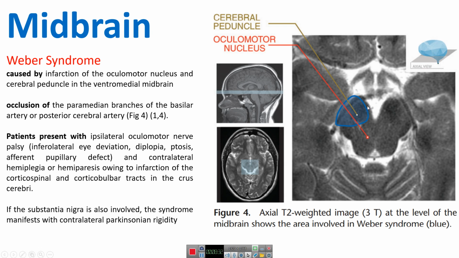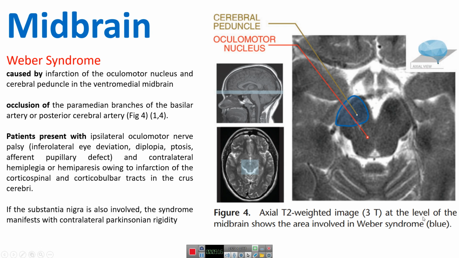This is called a crossed hemiplegia or hemiparesis. What is meant by crossed hemiplegia is that we have the cranial nerve affection on one side and the hemiplegia on the other side, because the affection of the crus cerebri happened at a level higher than the level of motor decussation in the medulla. If the substantia nigra is also affected in this part, the syndrome manifests with contralateral Parkinsonian rigidity as well, because the substantia nigra is a part of the parasympathetic supply.